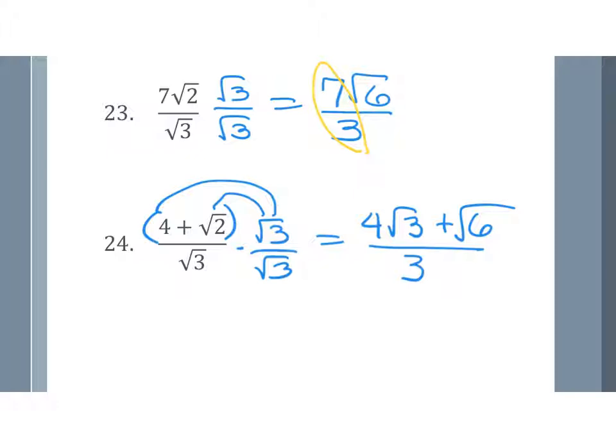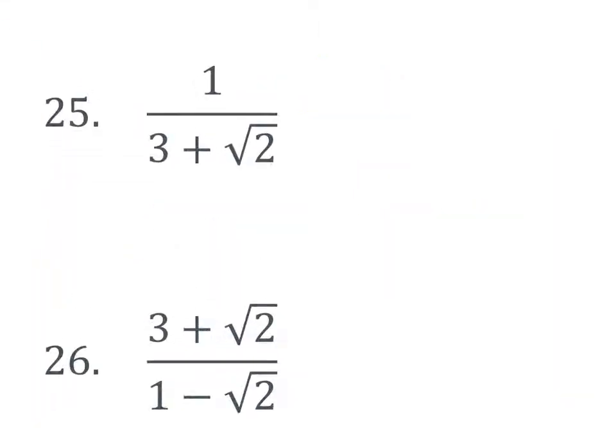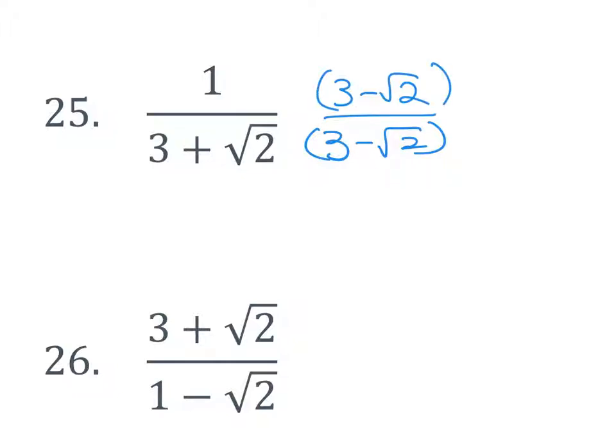Two more examples. Here we go. Okay, this is a little different. Don't think that all you have to do is multiply by the root 2. We have to do something different here. We have to multiply it by its conjugate. So what we need to do is multiply the top and the bottom by 3 minus the square root 2. I changed the sign.